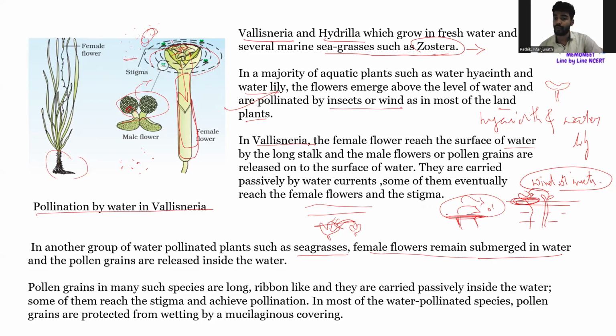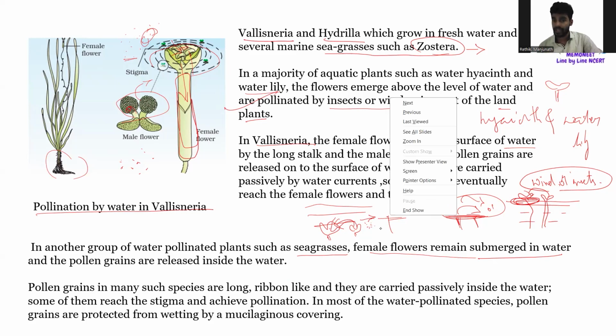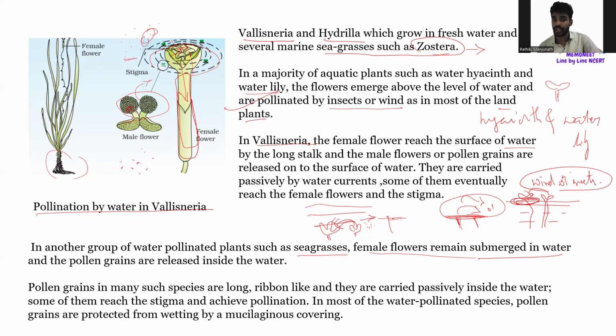And another kind of pollination, such as we have seen in Vallisneria, where what happens is the female plant reaches the surface of the water level, and then the male releases an enormous number of pollen grains. With the help of the water current, these pollen grains are carried and reach the female plant, the stigma of the female plant. In this way the pollination happens.